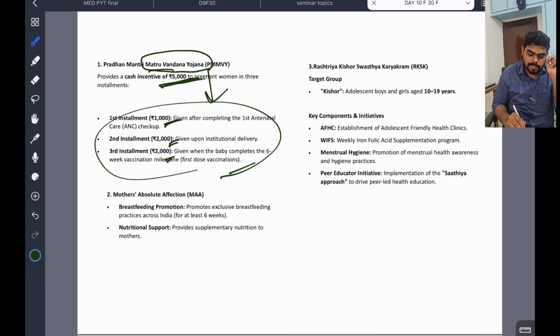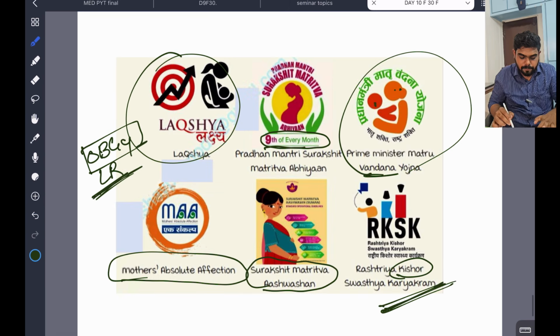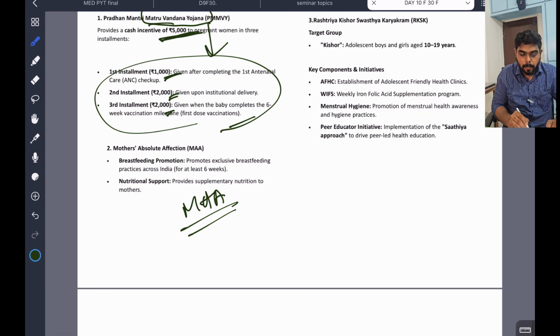Mother's absolute affection, MAA. So Ma. This is nothing but breastfeeding promotion. Mother and baby affection through breastfeeding. Imagine it like that: breastfeeding promotion and nutritional support.